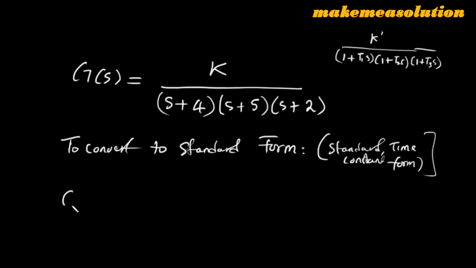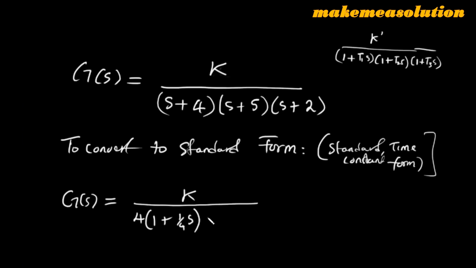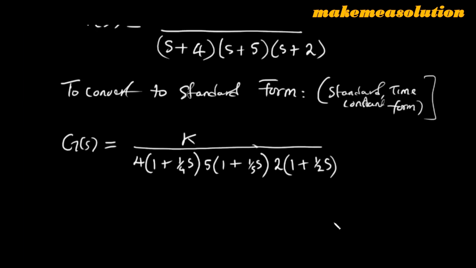So let's quickly run over it. G of s is now going to be k all over (s plus 4)(s plus 5)(s plus 2). To convert this to standard time constant form, you factor out 4, so you have 4 brackets, 1 plus 1 over 4 s. You do the same thing on this part, 5 bracket 1 plus 1 over 5 s. Finally you factor out 2, you have 2 brackets, 1 plus 1 over 2 s.